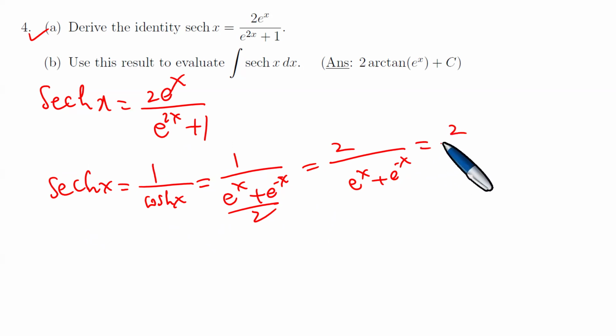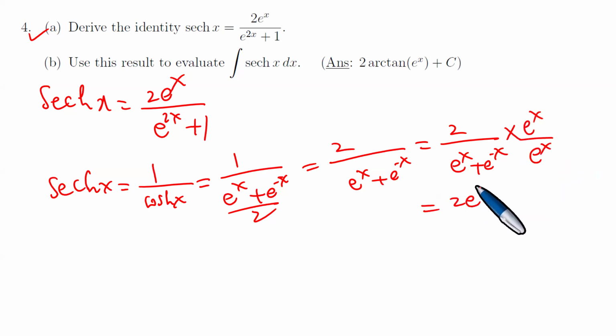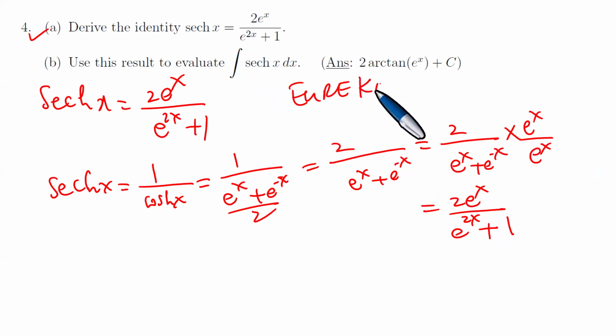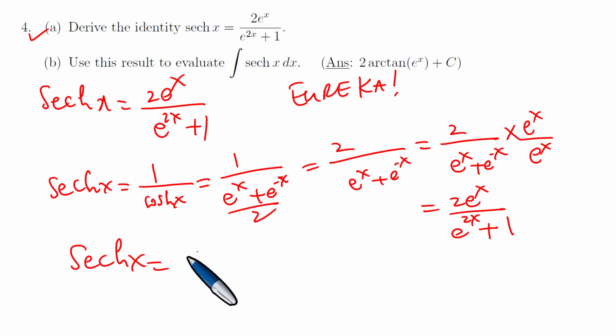When you get to this point, we have 2 divided by e to the power x plus e to the minus x, and we divide by e to the power x over e to the power x, which gives 2e to the power x. Then e to the power x times e to the power x is the same as e to the power 2x, but e to the power x times e to the power minus x is just 1. Voila, we've got this, and we say Eureka. Whenever we have the sech of x, it is 2e to the power x divided by e to the power 2x plus 1.